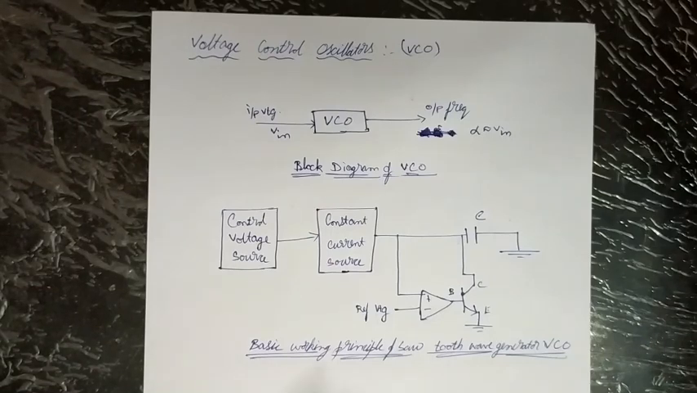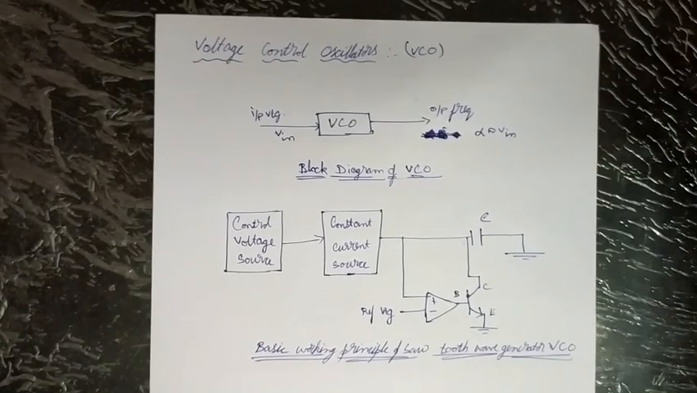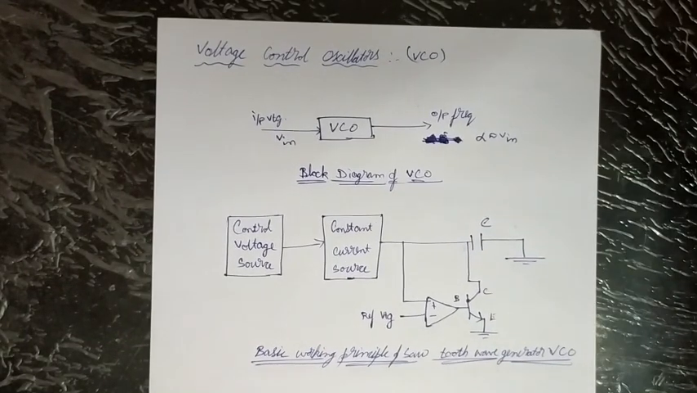So we have applications of voltage control oscillators also. So voltage control oscillators are used in jamming equipment, phase locked loops, communication circuits, function generators, and frequency synthesizers.